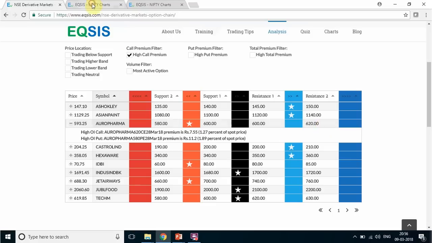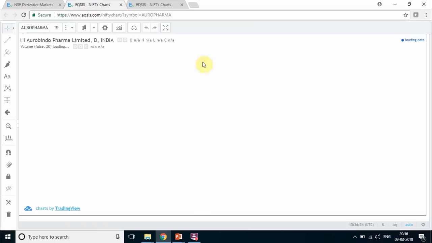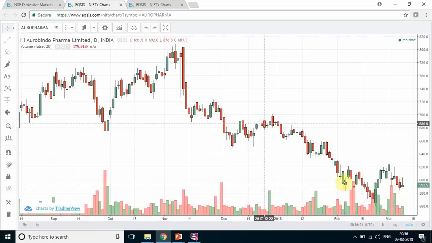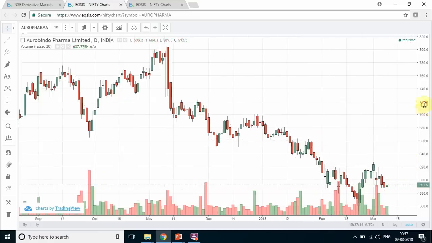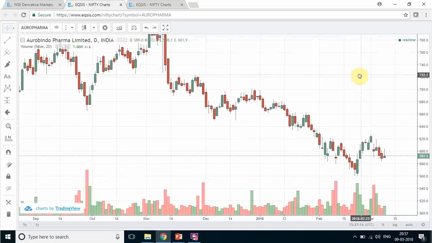So now let me actually go and see the chart. It's getting loaded. Okay, look at this one. This particular stock, Aro Pharma, is actually trading around 592. But the 620 call option carries a good premium. So by tomorrow, two things I can expect out of this one. Now let me actually apply this. Okay, look at this one.